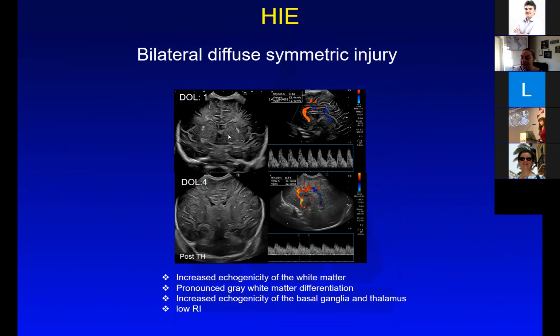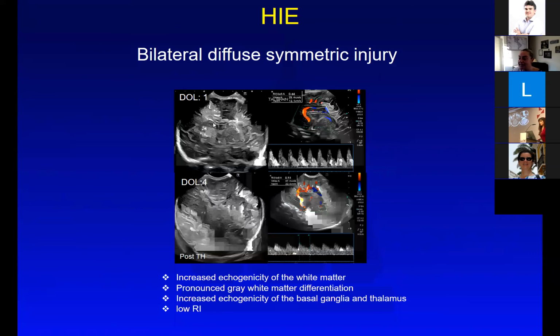As you can see in this first head ultrasound, there is diffuse increased echogenicity of the white matter. And when you look at the gray-white matter differentiation on the ultrasound, it is profoundly differentiated. This is an abnormal finding for ultrasound. In a term infant, the gray and white matter should blend in rather than sticking out so differently. There is mass effect, and the ventricles look effaced. There is increased echogenicity in the basal ganglia and thalami. The resistive indices look within normal range at first.